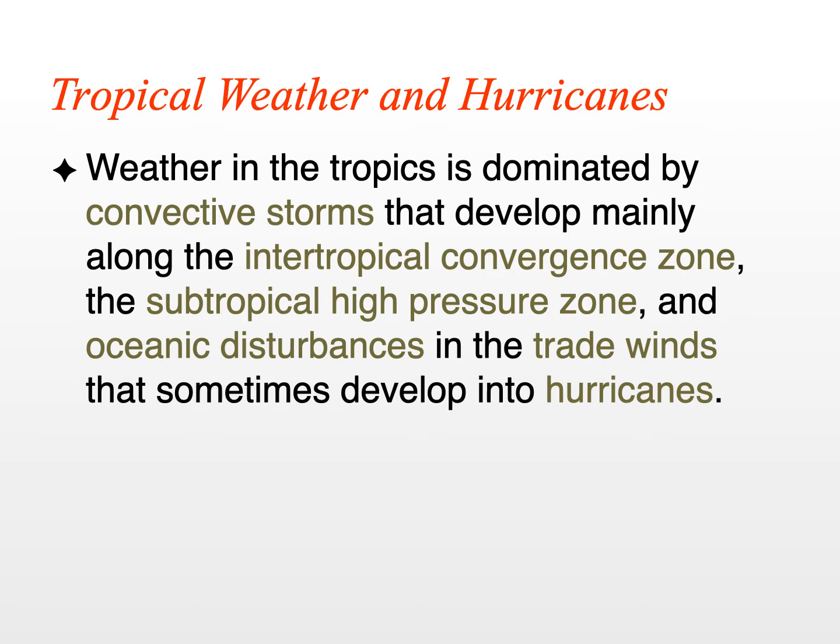There are also seasonal oceanic disturbances in the trade winds that occur in late summer, early fall. And these disturbances can form thunderstorms, and if the thunderstorms organize, they can develop into tropical storms or hurricanes.